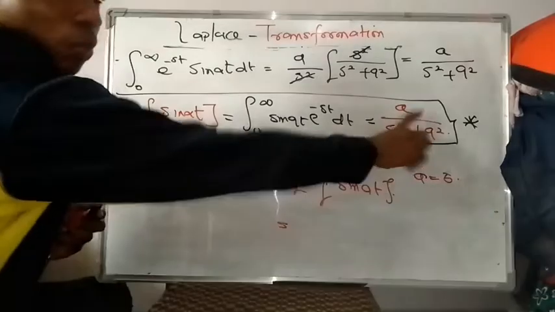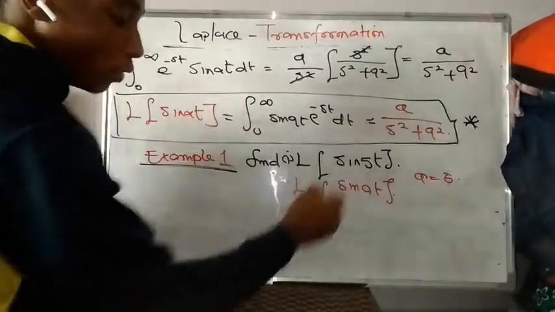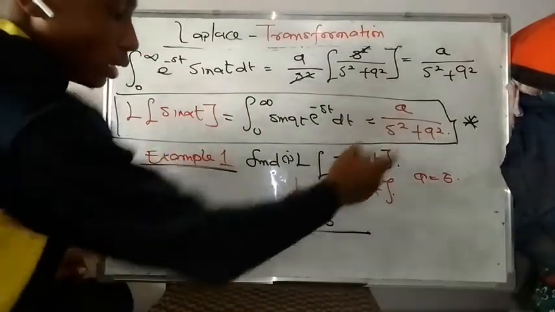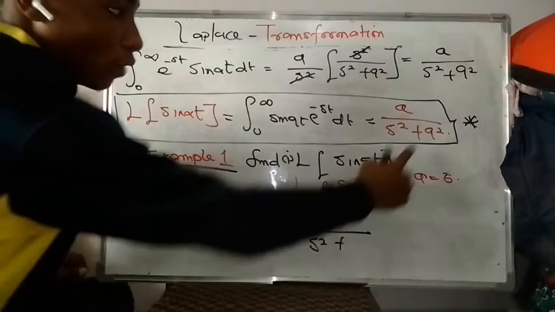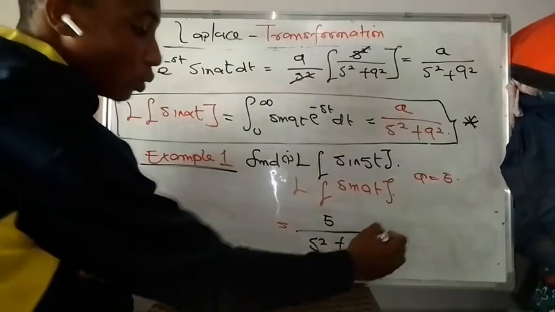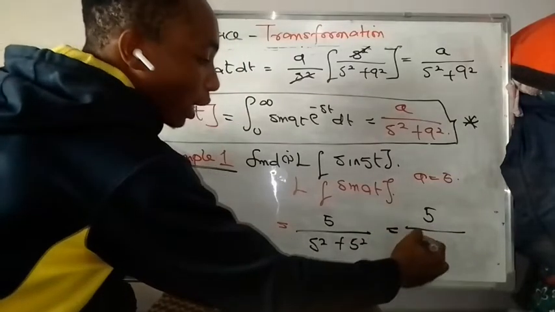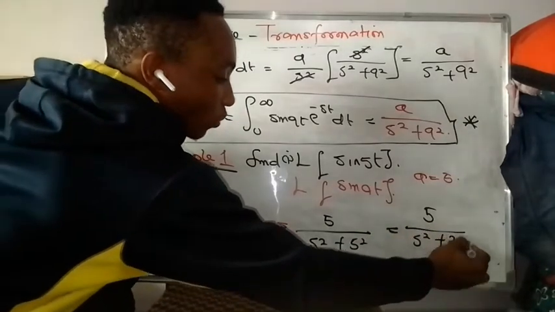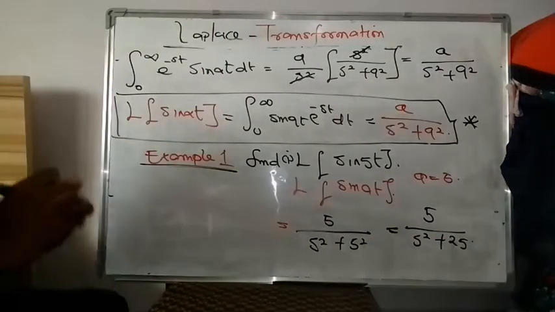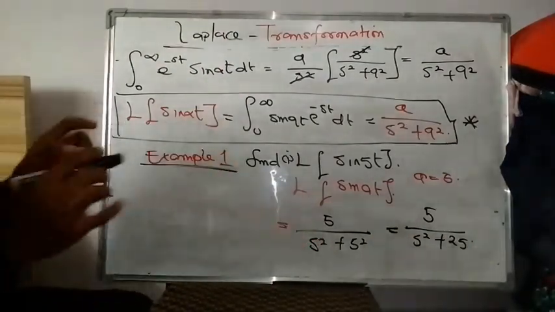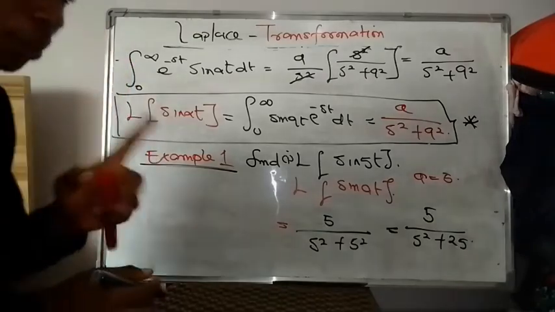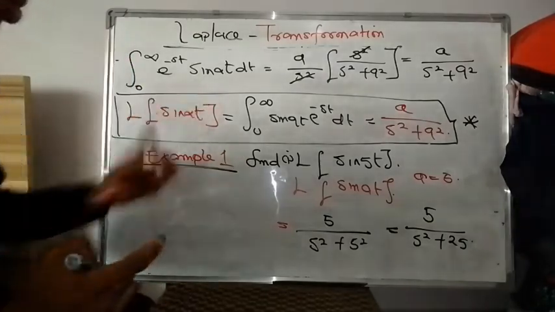Substituting a for 5, this is 5 divided by s squared plus 5 squared, which is equal to 5 divided by s squared plus 25. So I hope you understand the arithmetic. I'm going to take one more example, then I give you an exercise for you to solve. Example 2.